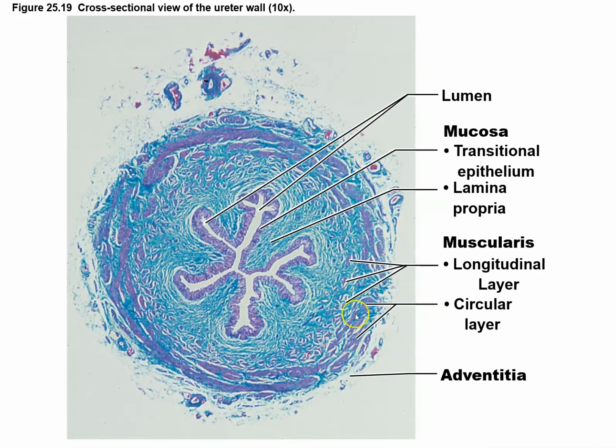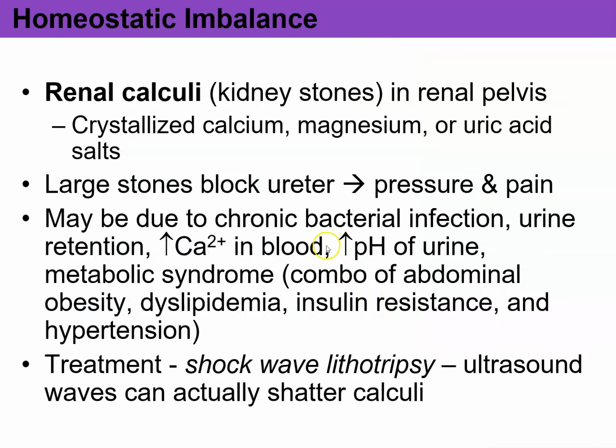And then the adventitia is an outer fibrous connective tissue covering where the ureter is against the abdominal wall. Here's a little picture, a micrograph of part of the ureter in cross section. We can see that right now it's empty, and so it's all kind of scrumpled up, shriveled up, and this purple band here is the mucosa. That's the transitional epithelium. We have some smooth muscle and an outer connective tissue layer, the adventitia.